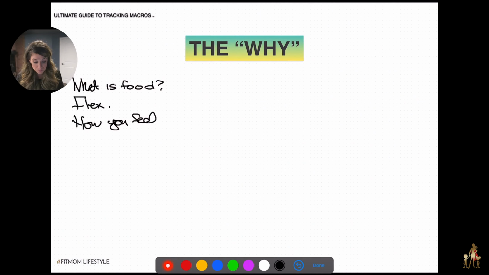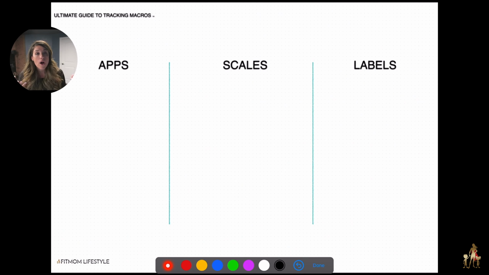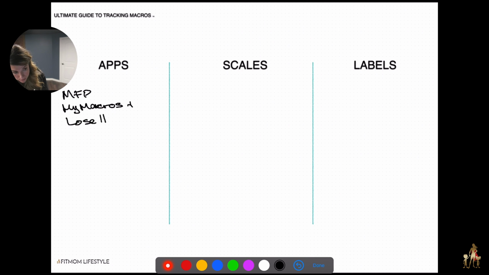Okay. So what are some of the tools that I can use to track my macros? So very commonly, MyFitnessPal is used. We also have My Macros Plus, which is another app. So there's several different apps out here. Lose It is good. And then there's also one that is called My Plate.